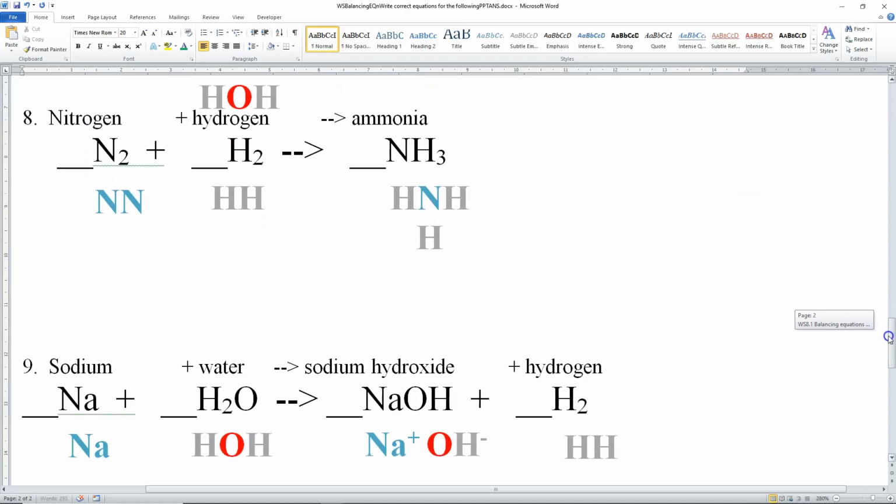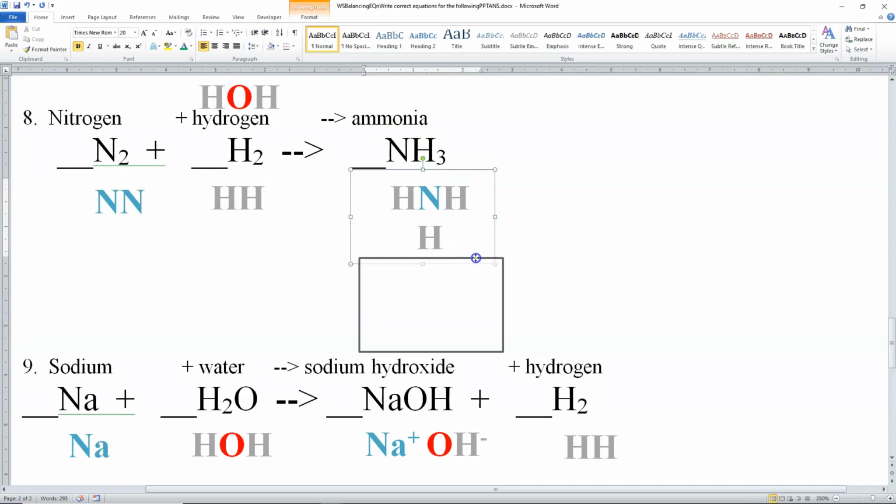Nitrogen plus hydrogen forming something called NH3, which is known as ammonia. 2 nitrogens on the left, 1 on the right, so let's increase the amount of nitrogen on the right so we have the same amount of nitrogen.